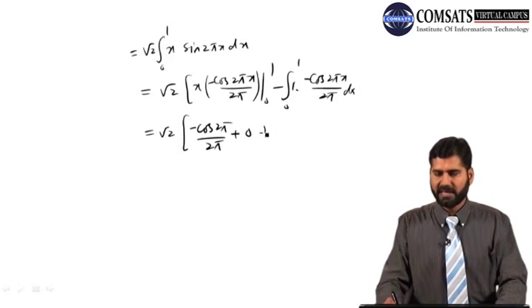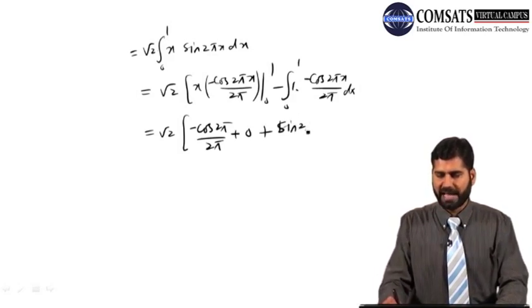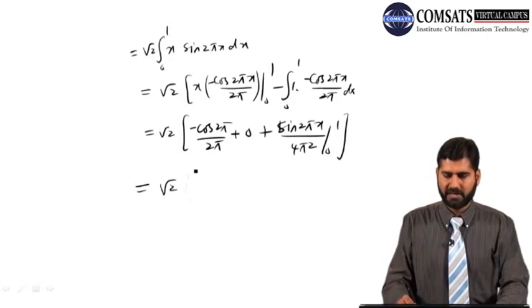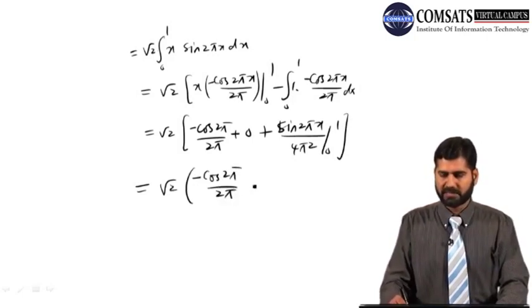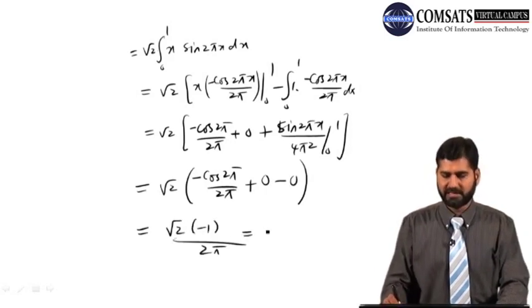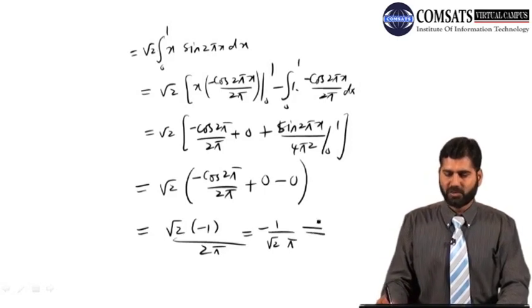Minus minus plus, integral of cosine is sine 2 pi x by 2 pi, so this will become 4 pi square from 0 to 1. And now if you simplify it, minus cosine 2 pi by 2 pi plus sine 2 pi is 0, and minus sine 0 is 0. So this is gone. So you got square root of 2 minus 1. So this is minus 1 over square root of 2 pi. So that is not equal to 0.